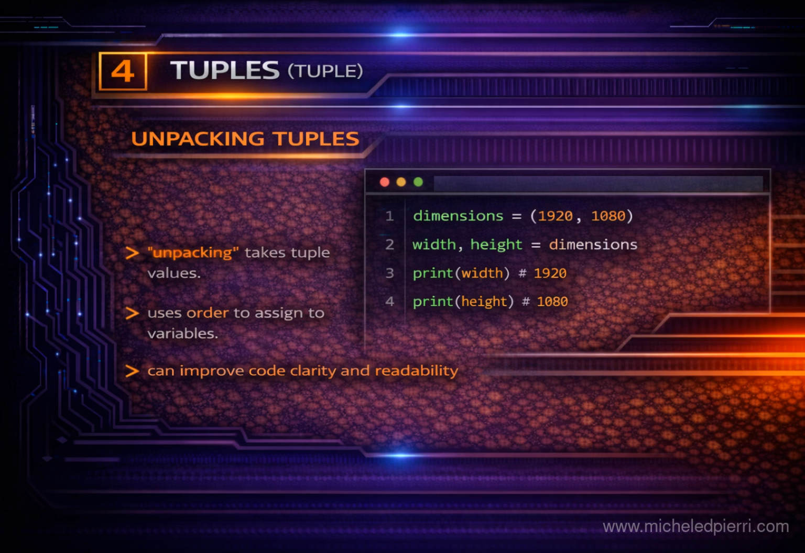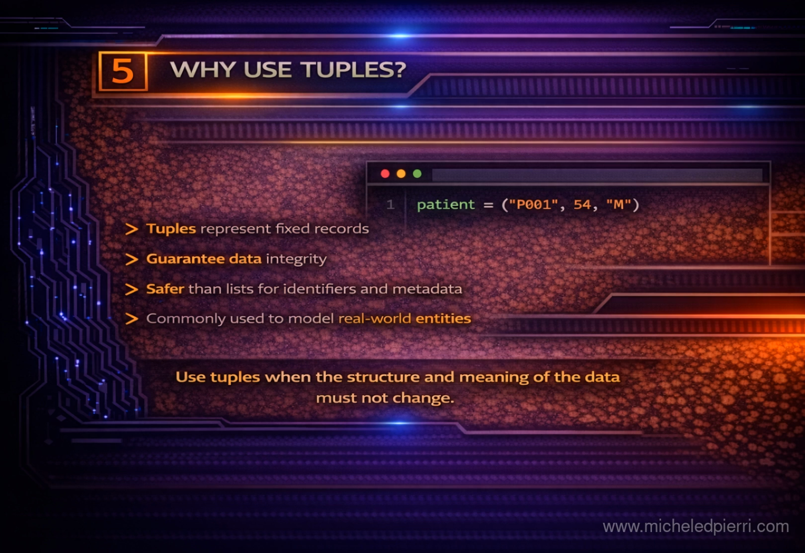Width gets the first element and height gets the second, purely based on position. Then the print calls show that the variables now hold the individual values. Compared to writing dimensions 0 and dimensions 1, this is shorter and usually easier to understand at a glance. So why choose a tuple instead of a list?